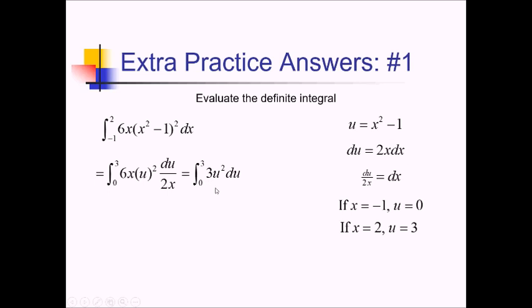And now we can use the reverse power rule on this one. This will bump up to an exponent of 3. Dividing by that, we just have u to the third, evaluated from 0 to 3. So that's going to be 3 cubed minus 0 cubed. So that ends up being 27 minus 0, or just simply 27.